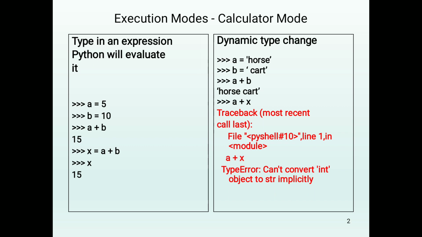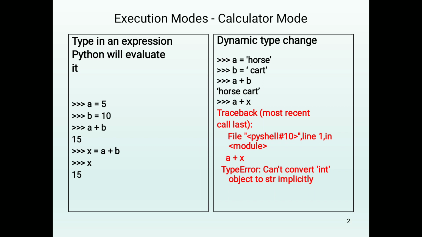So that is, an expression can be evaluated immediately in the Python interpreter, where on the right hand side you can check the dynamic change of the data type. A is equal to 'horse' in single quotes and B is equal to a single space and 'cart', and after that I am using A plus B, which shows the result 'horse cart'. Here the plus operator is not used for adding, it will be used for concatenating the two strings.